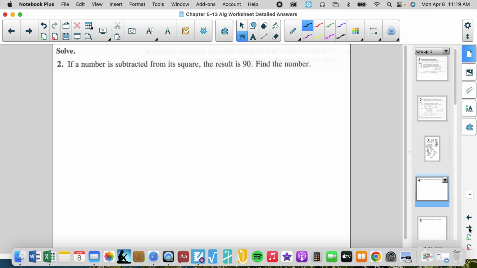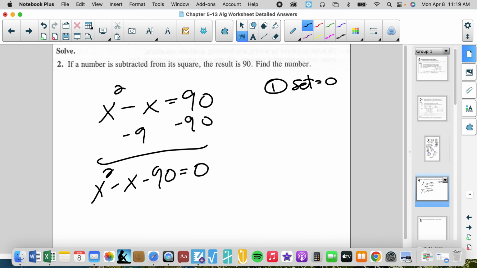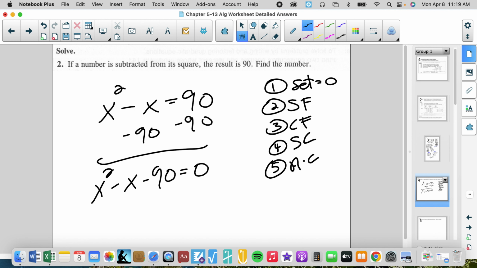A number is subtracted from its square, so x squared minus x equals 90. Set it equal to 0. We're going to subtract 90. x squared minus x minus 90 equals 0. It's in standard form. There is not a common factor. It is not a special case. So we'll do a times c. A is 1, c is negative 90.